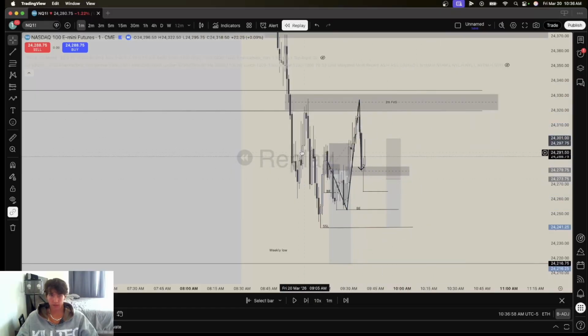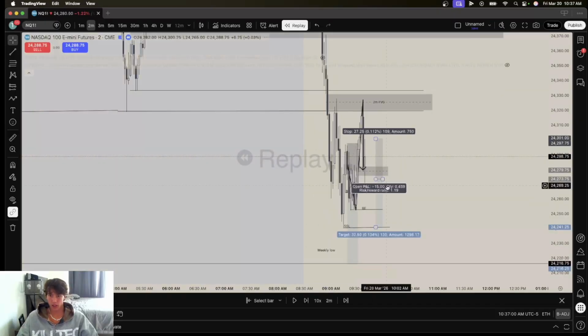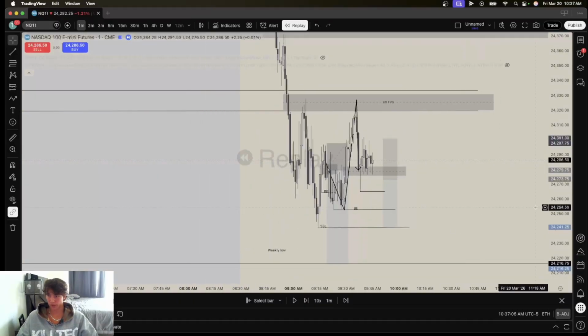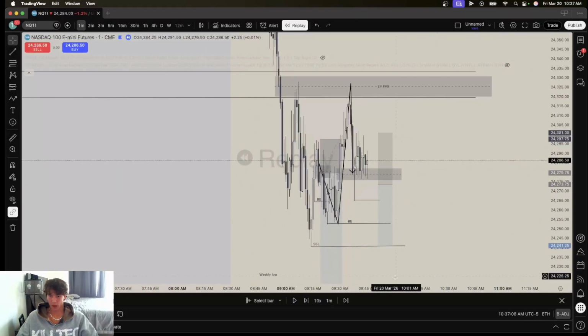So now what did I see that we created? We created a 2-minute fair value gap, and as you guys see, this 2-minute fair value gap is holding up the freaking country. So again, I'm waiting for some sort of confirmation for this. My confirmation in this trade example was this 2-minute inversion.